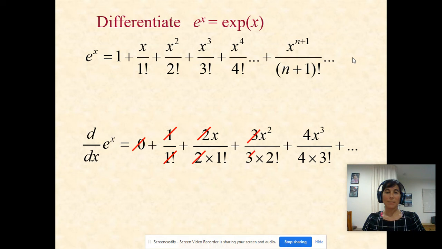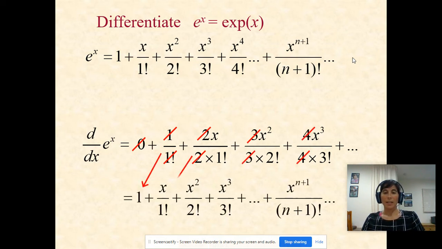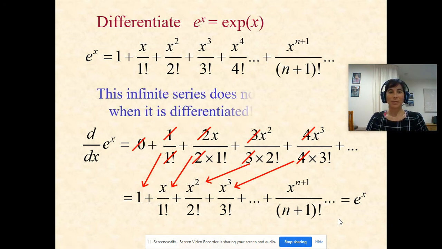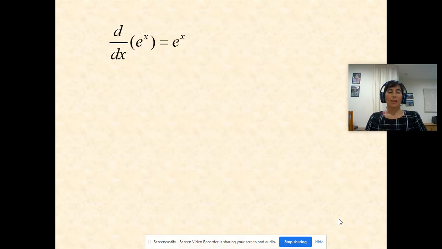what we can see by simplifying is that in fact the series is identical. So what this actually shows is that the derivative of the exponential function is in fact the exponential function. Or in other words, the infinite series does not change when it is differentiated. You'll find this written in your formula sheet.